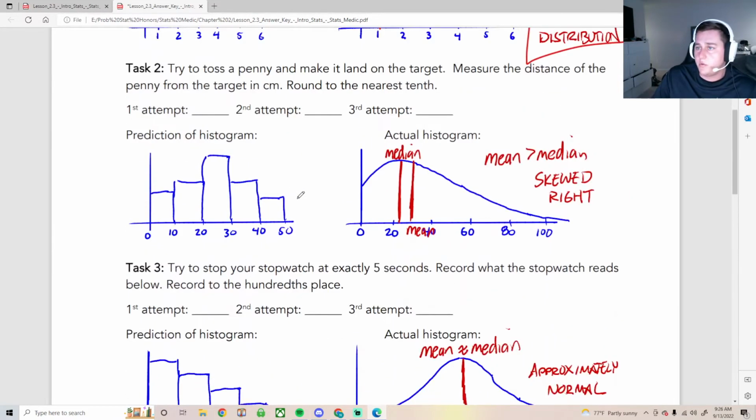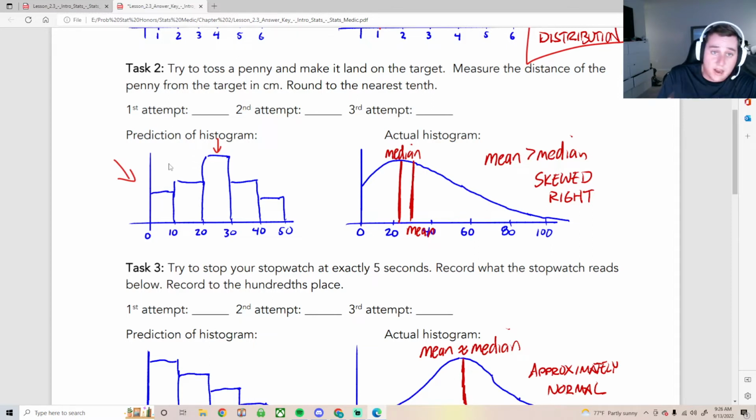All right, so for number 2, we'd be tossing pennies and trying to make them land on a target. I probably would have put a poster or something on the floor and then we'd try that, but obviously we couldn't do that. So you'd probably predict something along the lines of this, where you think that it should be more or less symmetrical. And then on average, you'd be between 20 and 30 centimeters away from the target.